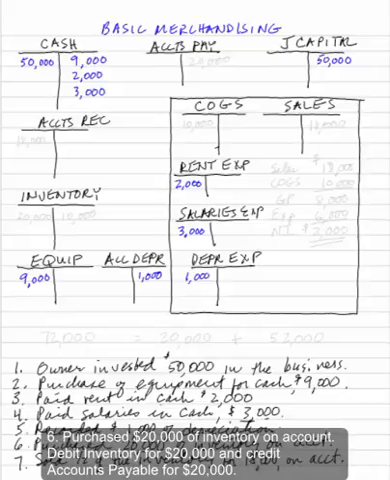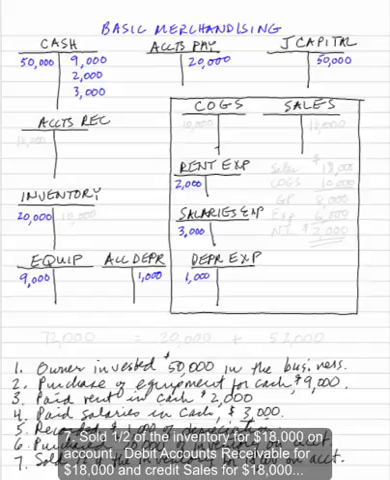We're going to buy some inventory on account. This is transaction 6 for $20,000. So you debit inventory, $20,000. And this is on account, credit accounts payable, $20,000.